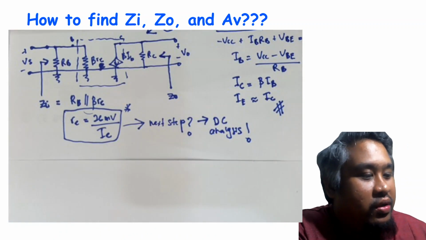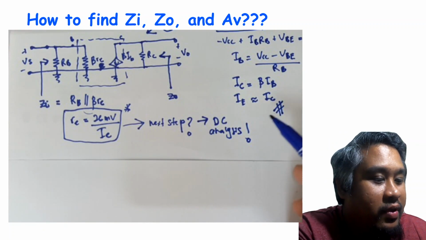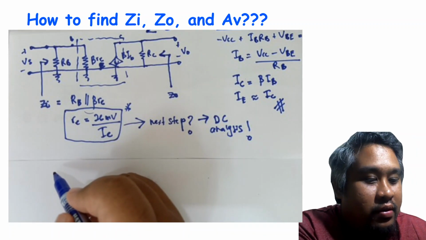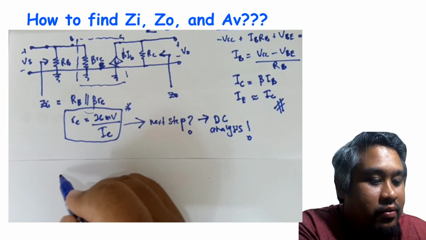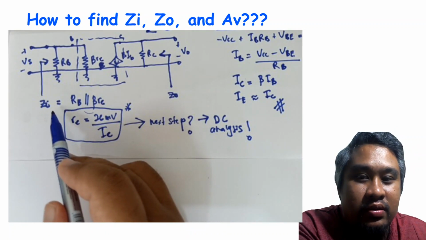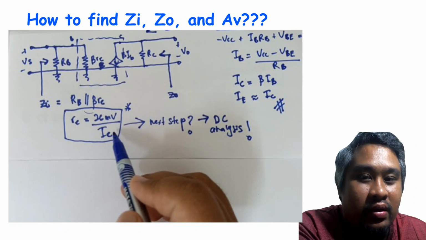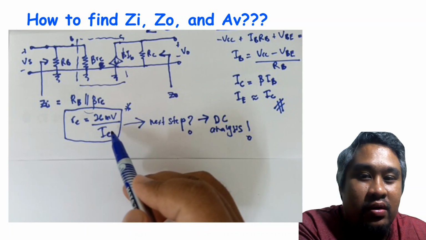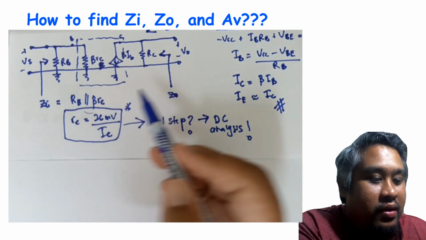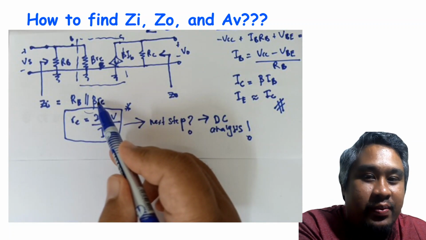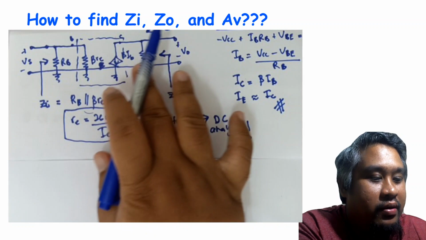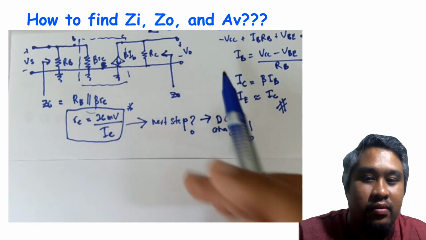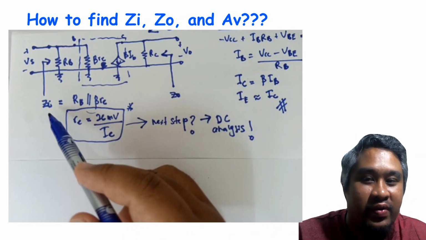Okay class, let's continue. So now we can calculate our ZI here, because we have found the value of IE. Just do simple things: find RE times beta, and then parallel with RB. Then you can find ZI.